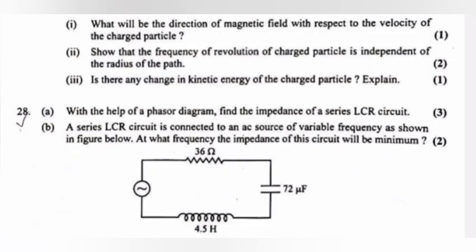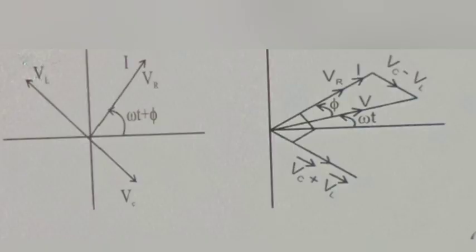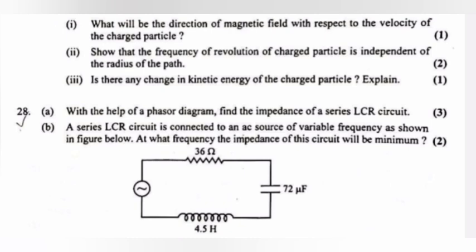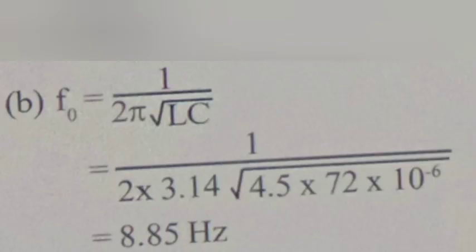28A. With the help of a phasor diagram, find the impedance of a series LCR circuit. Answer. Impedance Z is equal to root of R square plus XC minus XL the whole square. B. A series LCR circuit is connected to an AC source of variable frequency as shown in the figure below. At what frequency the impedance of this circuit will be minimum? Answer.